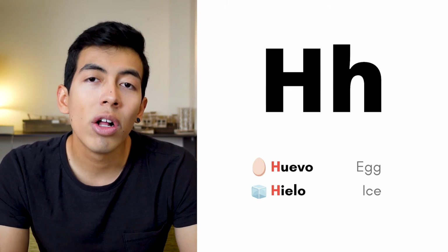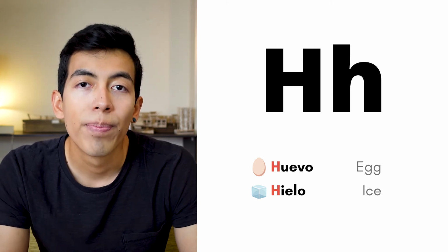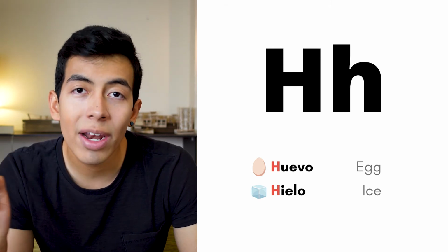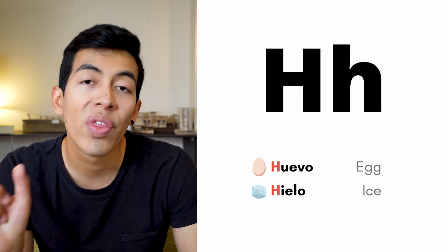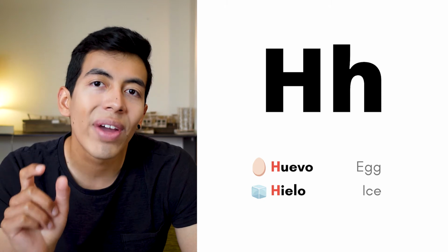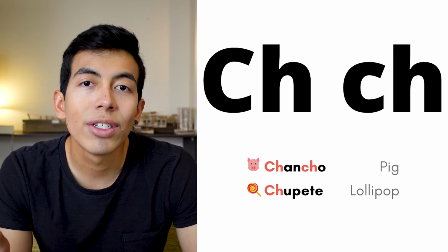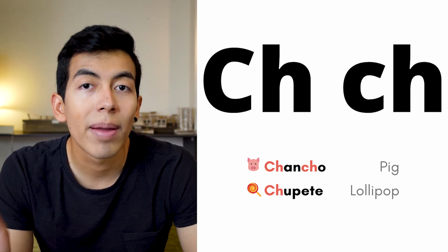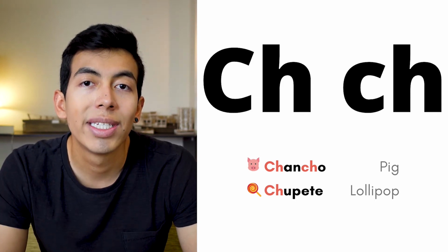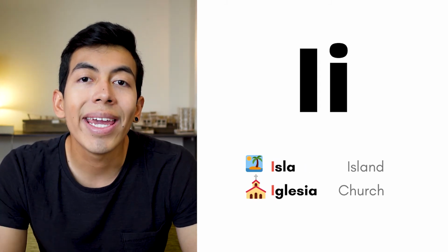This letter is silent in almost all cases. So for example, huevo, hielo. It's not huevo or hielo, it's huevo, hielo. The H is silent. The only case where the H is not silent is when we have a C before the H. For example, the word chancho, chupete. The pronunciation is ch, chancho, chupete. Then we have la letra I.